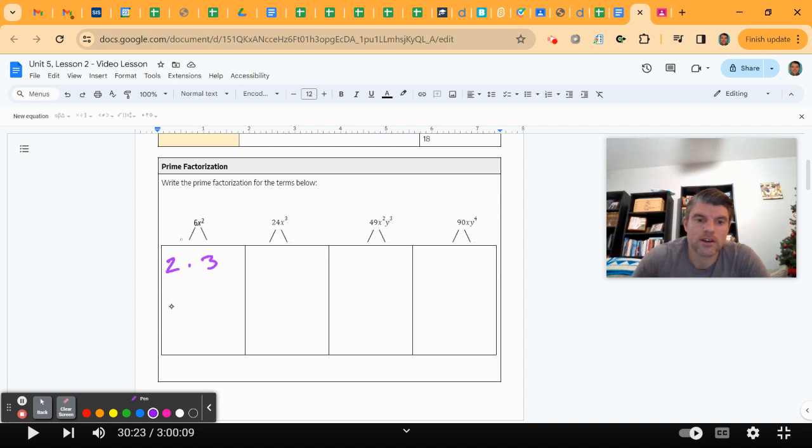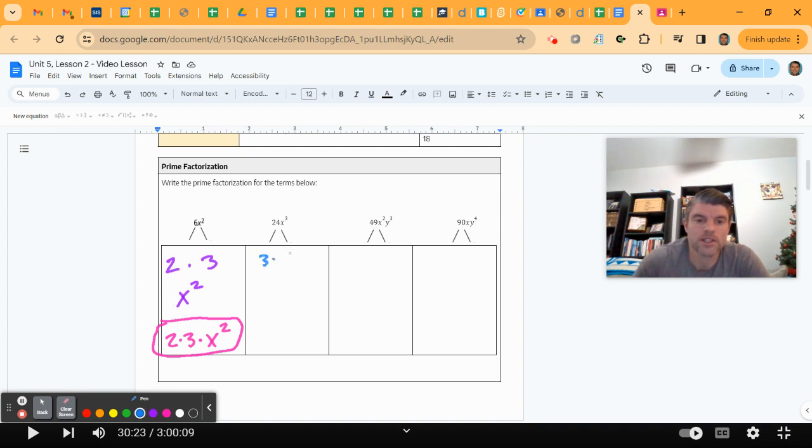And then when you break down x to the second, right now just write the variables again. So our answer is going to be 2 times 3 times x to the second. Let's just write it like that for now. You can break it down further, but we're not going to. Okay, take a look at 24.